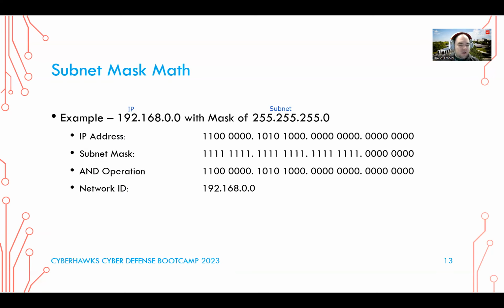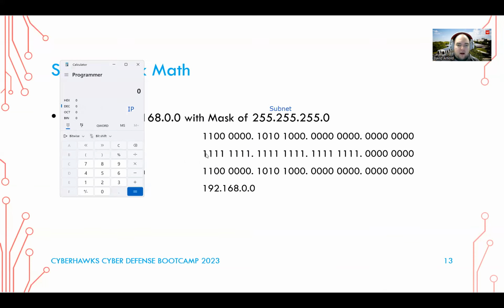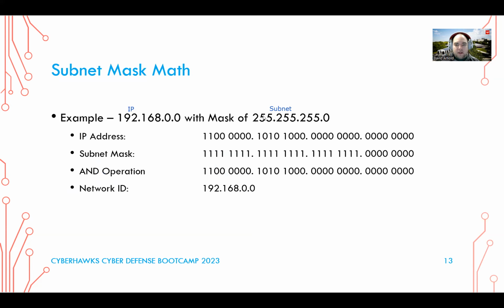In binary, when you do the AND operation, and I believe you can do this in this calculator here, both of these have to be a 1 to drop down. So 1 and 1 becomes 1, 1 and 1 becomes 1, 0 and 1 becomes 0. Most of the time, if you see a 255, you know that the number corresponding to it in the IP address just stays there. So in this case, we see the network ID is 192.168.0.0. That would be how you'd figure that out.